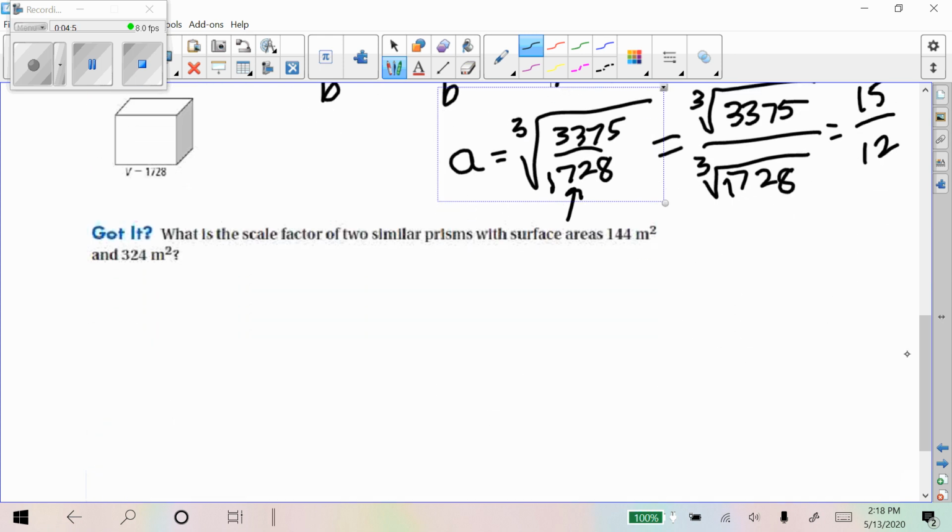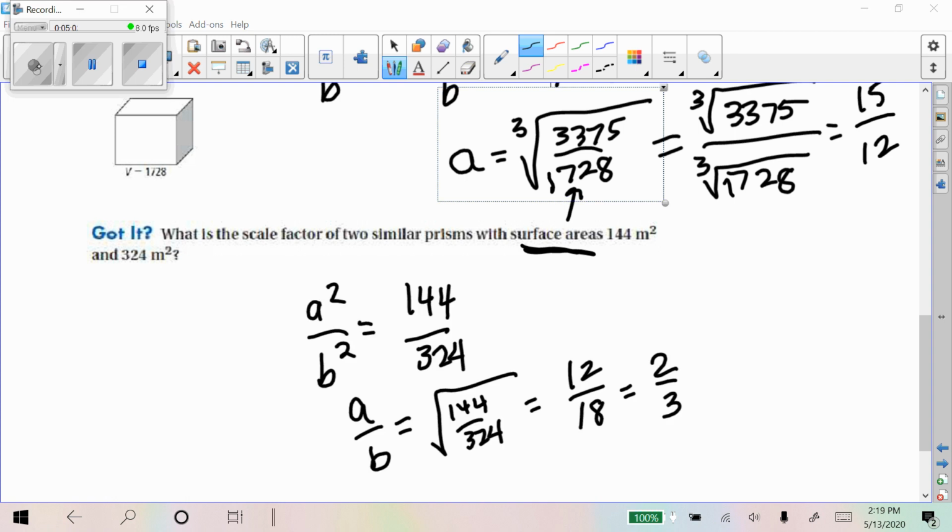All right, so go ahead and try this. So the scale factor of two similar prisms with surface areas, remember surface areas are the scale factors squared. And here's what I got for that one.